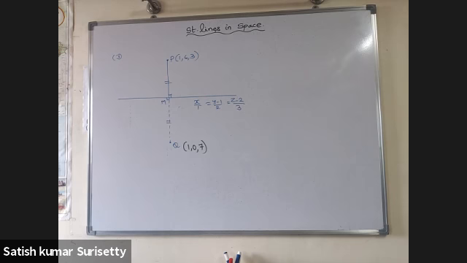So the image of the point P with respect to the line is (1, 0, 7), and the length of PQ is 2 root of 13.